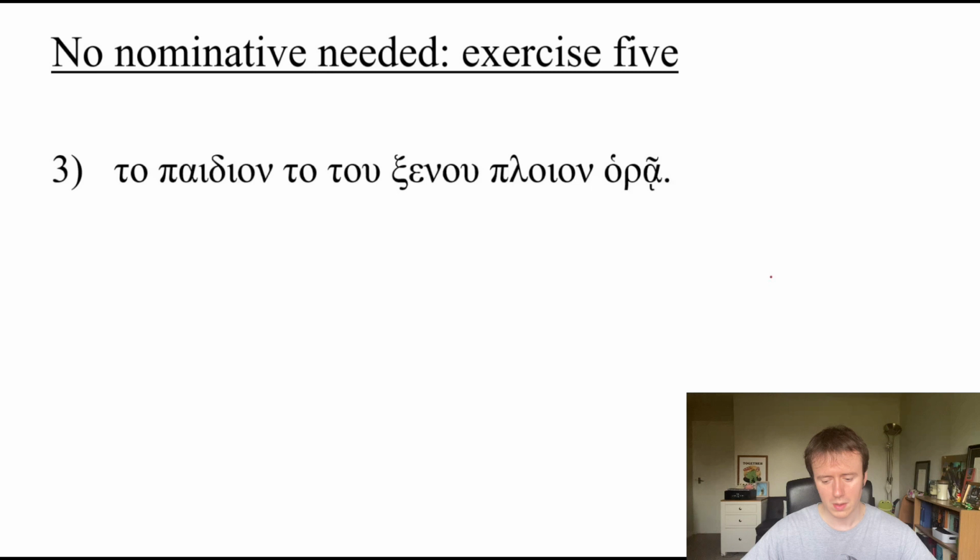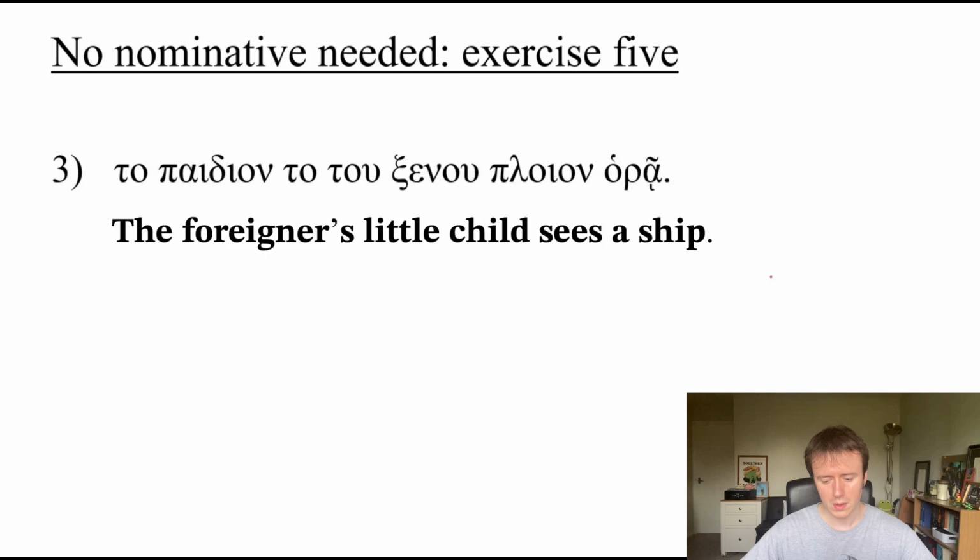And if we read the sentence this way, if we read that second to as being a repeated definite article, then the phrase to paidion to tou xenou would be translated as the little child of the foreigner, or the foreigner's little child. And then, overall, you would translate the sentence as the foreigner's little child sees a ship. Because ploion wouldn't have a definite article there, we would probably say a ship.